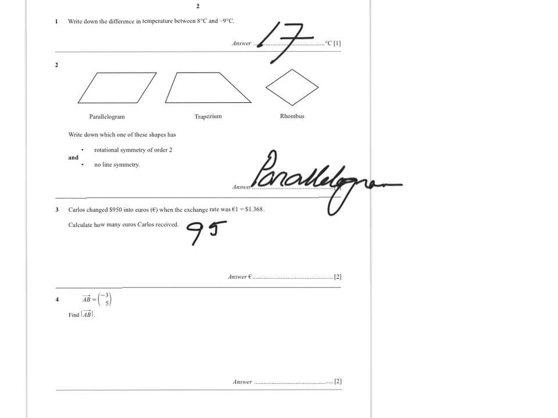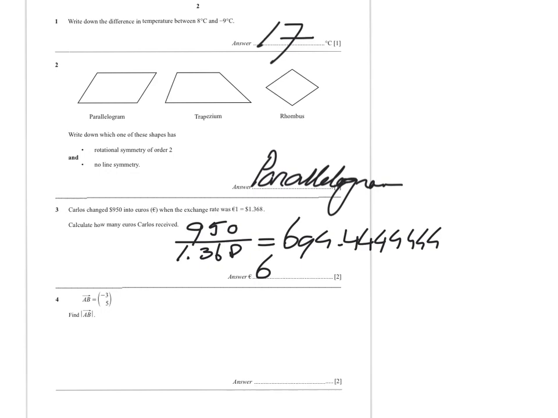Calculate, so I want to show some workings. 950 divided by 1.368 equals, I'm grabbing my calculator here, 694.4, because always write down all the decimals before you start rounding. Now this is money. It's not exact, so officially 3 significant figures, 694, but you will be allowed to say 694.44, money 2 decimal places. Fantastic.